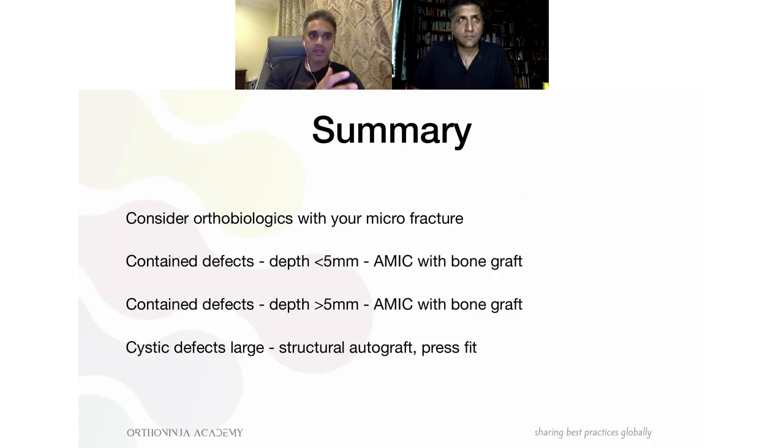In summary, we're going to finish off and then have one final case we're going to discuss before we end. You want to consider orthobiologics. There is no harm in using biologics with your microfracture. In fact, as we said, the consensus seems to be 100% to consider using it. You have contained defects which are less than 5 millimeters, AMIC with bone graft. You have contained defects which are more than 5 millimeters in depth, without bone graft for less than 5, with bone graft for more than 5. And your cystic defects, we've discussed structural autograft.